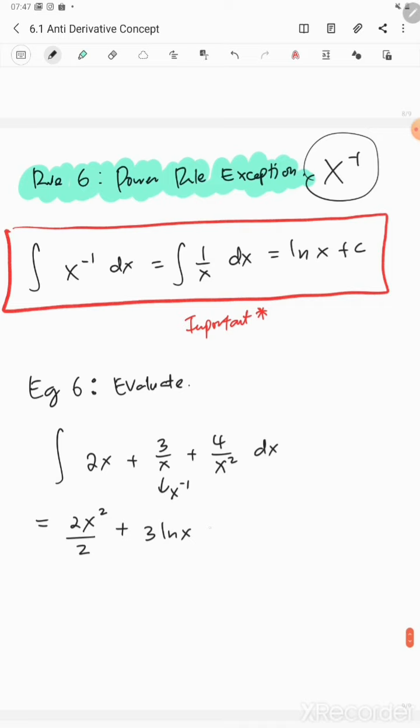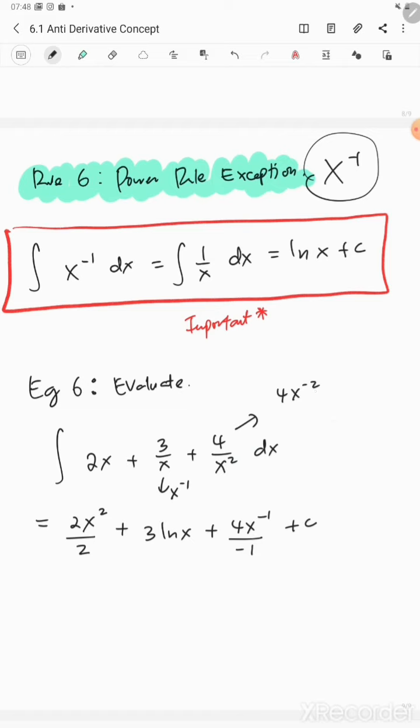Plus, this one we have to change the pattern, so it will be 4x power of negative 2. Alright, and then we integrate, negative 2 plus 1, so the answer is negative 1, divided by negative 1 plus c. Remember, now here we have two patterns. Just to show you, when we have 3 over x, we get ln x. When we have 4 over x squared, we have to bring it up so it becomes a negative power, and you have to follow the power rule.